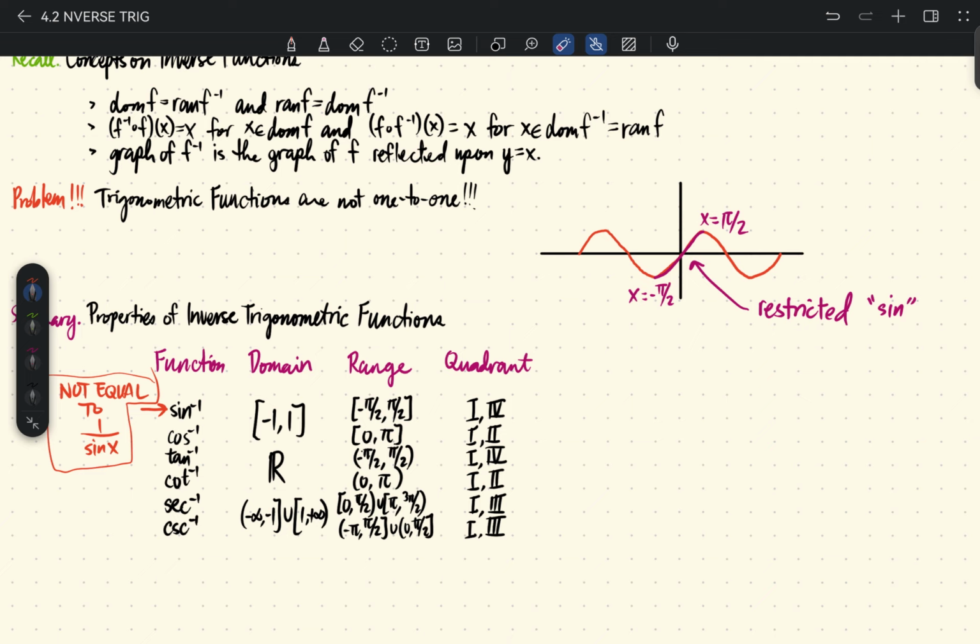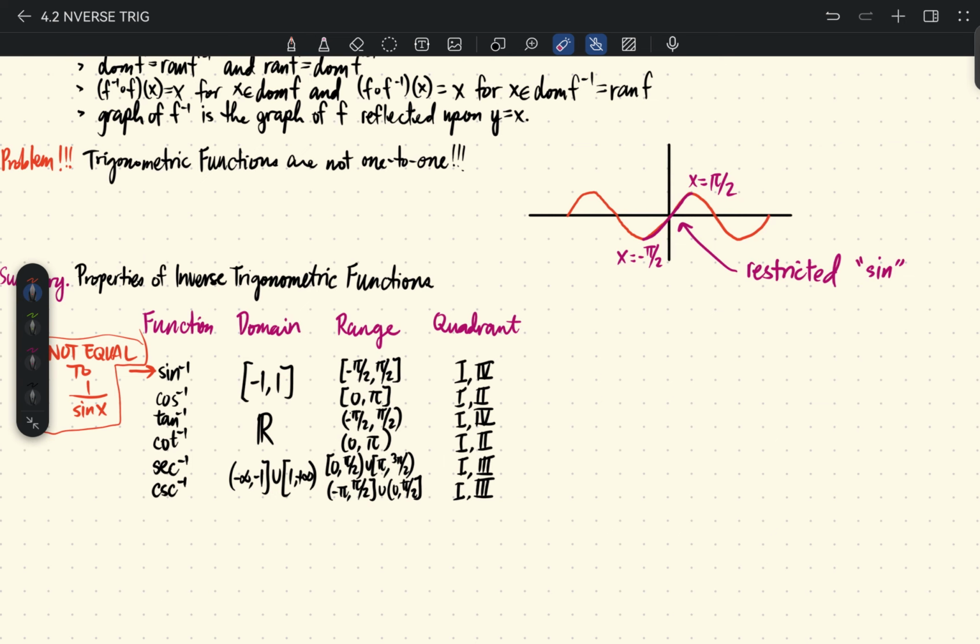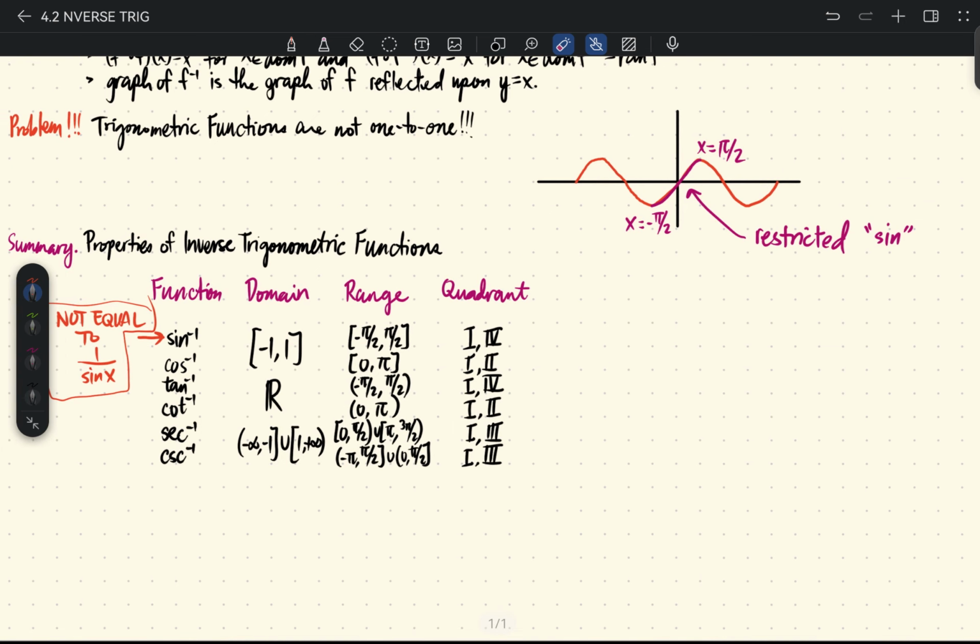For secant inverse, you have 0 to pi/2, not including pi/2, union pi to 3 pi/2, not including 3 pi/2. Then for cosecant inverse, you have -pi to -pi/2. This one should be negative. You are not including -pi here. Union 0 to pi/2. Again, not including 0.